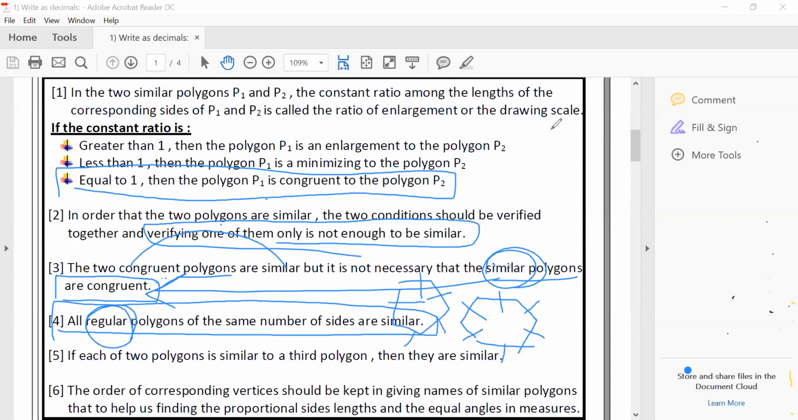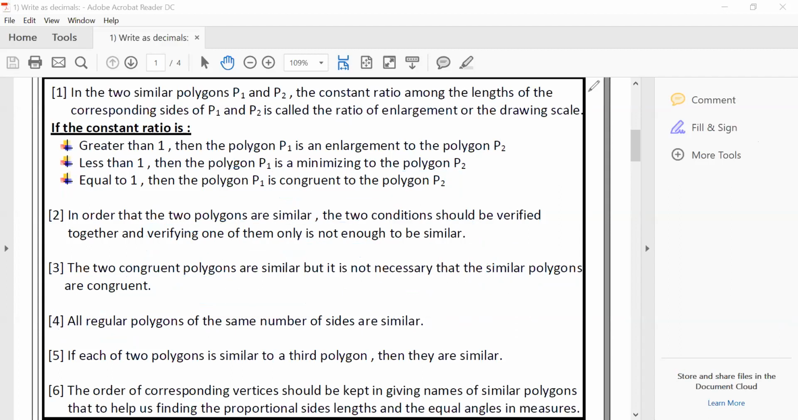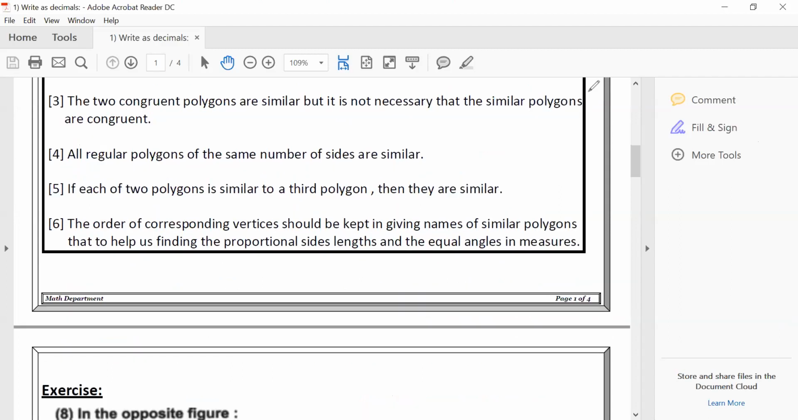So if I have two regular pentagons, they are similar. If you have two regular octagons, they are similar. If each of two polygons is similar to a third polygon, then the three will be similar. This is a very easy fact. If I have two polygons and you know that they are similar to a third one, this means that the three are similar. And as we talked about, the order of corresponding vertices should be kept in giving names of similar polygons.